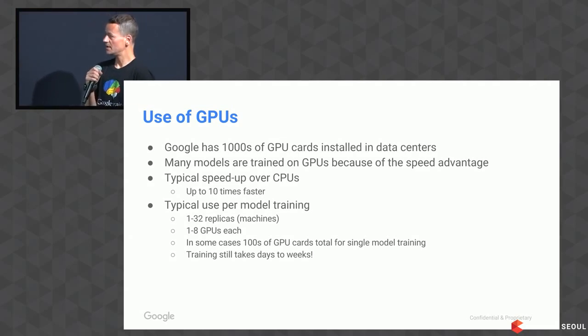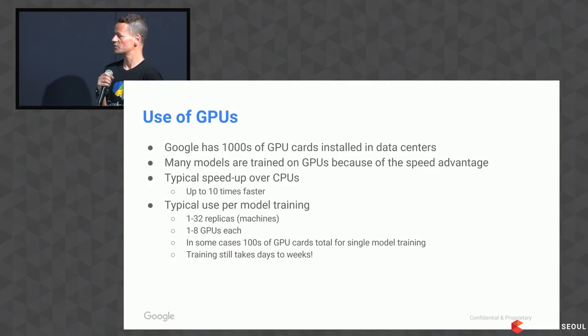The typical speed up over CPUs is up to 10 times faster on average. So if you train an image model that usually takes 2 months to train, you can now do it in a week. And that is very useful.